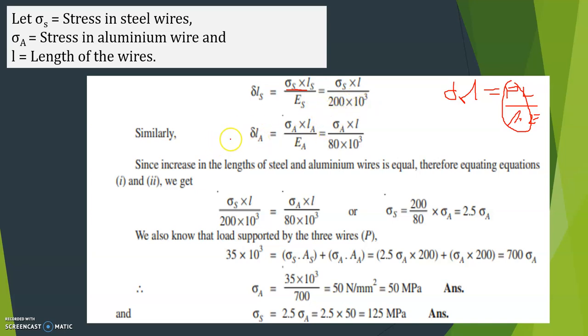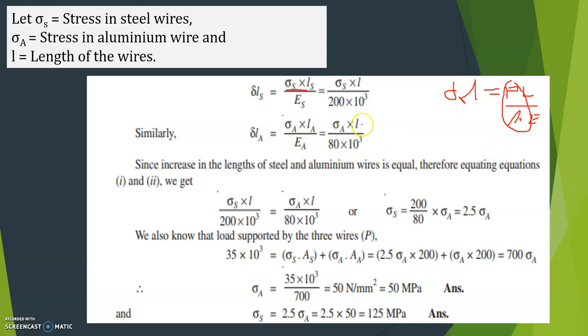Then similarly the deformation for the aluminium. What is the deformation of the aluminium? That is sigma A into LA. Why is this sigma A? Because deformation is equal to PL divided by A into E, and P divided by A is equal to sigma. So sigma of aluminium into LA divided by EA.